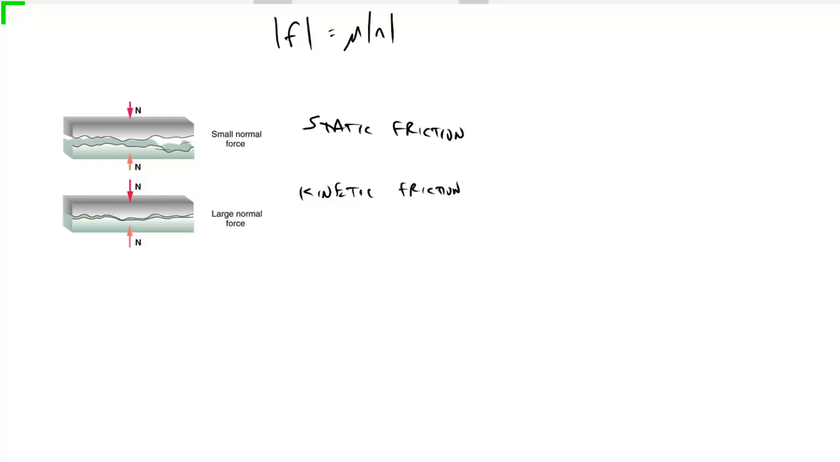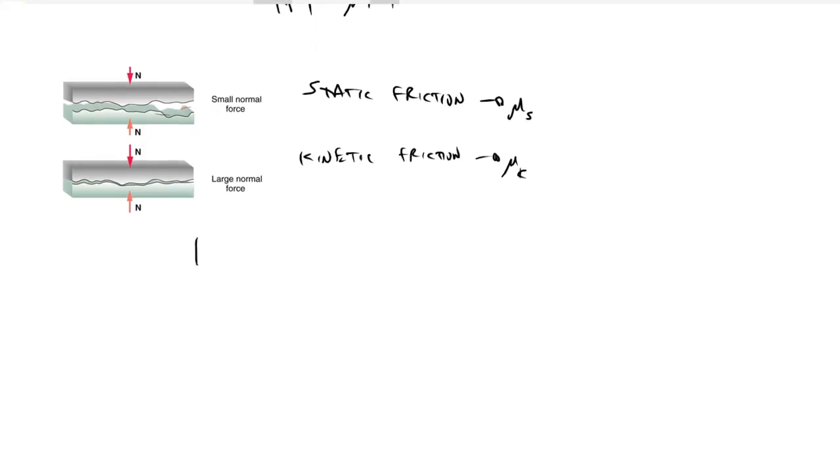We measure different coefficients of friction for the static case and for the kinetic case. For static friction, we use a coefficient of static friction, and for kinetic friction, we use a coefficient of kinetic friction. Then we define the magnitude of the kinetic friction force as equal to the coefficient of kinetic friction times the magnitude of the normal force. More often it is written as the kinetic friction force equals mu k times the normal force.